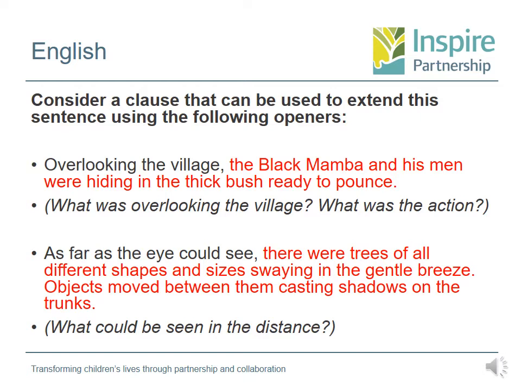And now the next one that is on your home learning is as far as the eye could see. So I've added in there, what could be seen in the distance? This is what we need to be thinking about. I've put, there were trees of all different shapes and sizes swaying in the gentle breeze. Objects moved between them, casting shadows on the trunks. Really let your imaginations run wild with this. What could you include? What can be seen in the distance?